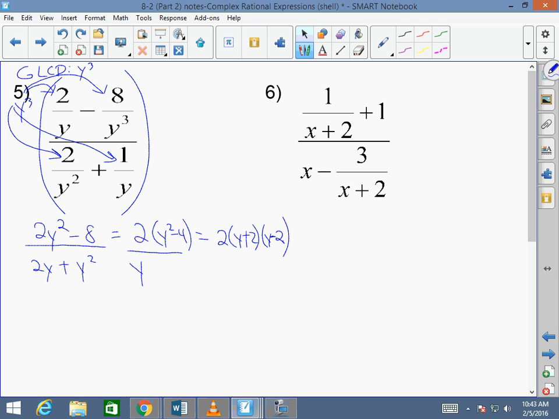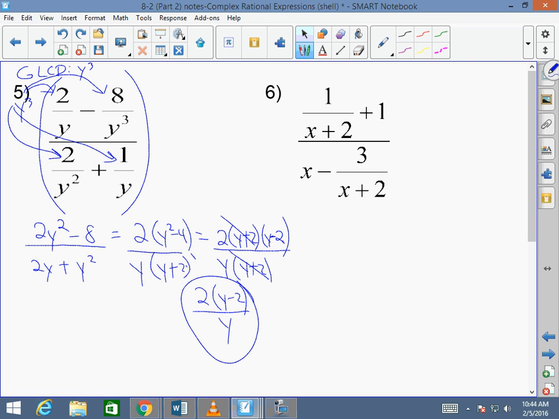So I take out a y from here, and I've got y plus 2y left over, correct? No, no, just y plus 2. Just y plus 2. So I've got y times y plus 2. Bye-bye, bye-bye. I got 2 times y minus 2 over y.